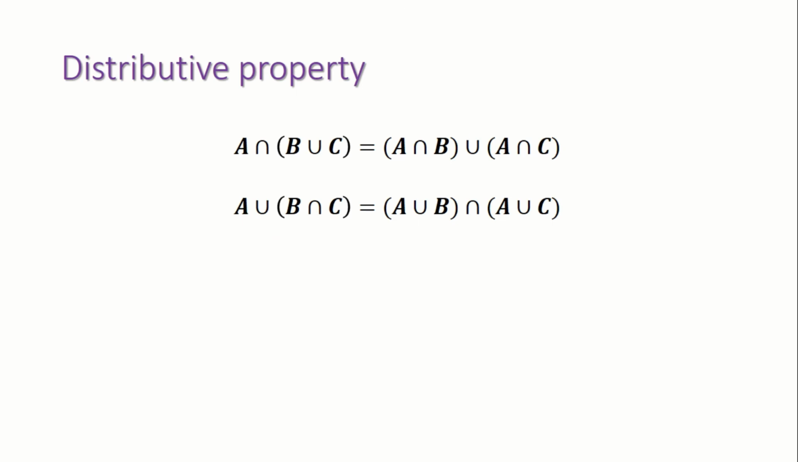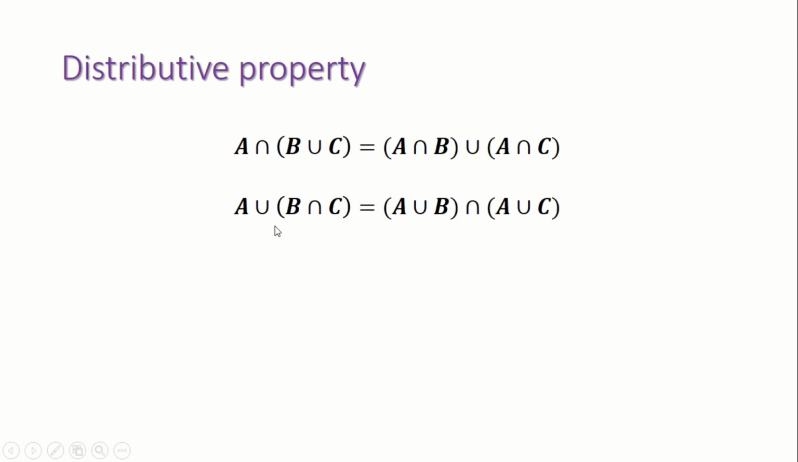Distributive property. Here the intersection operator is distributed over the union operator. And we have A intersection (B union C) is (A intersection B) union (A intersection C). And here the union operator is distributed over the intersection operator. And we have A union (B intersection C) is (A union B) intersection (A union C).